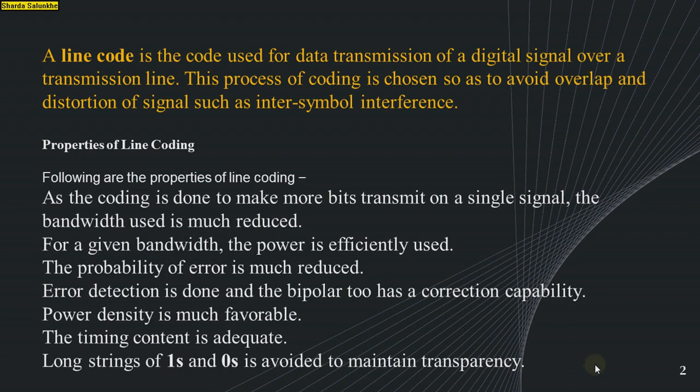There are many properties of the line codes. As coding is done to make more bits transmit on a single signal, the bandwidth required is much reduced. And for a given bandwidth, the power is efficiently used. The probability of error is much reduced. Error detection is done, and bipolar also has error correction capabilities.